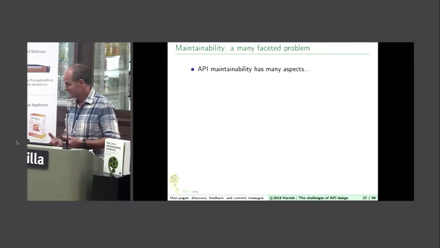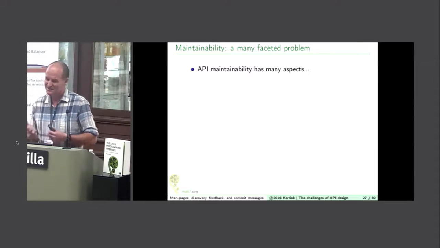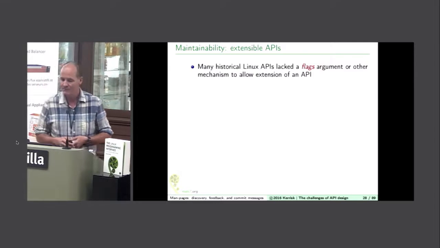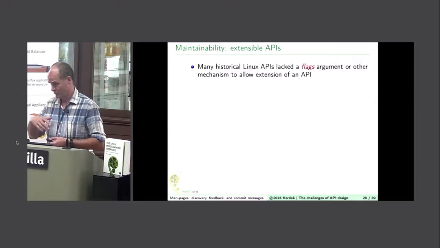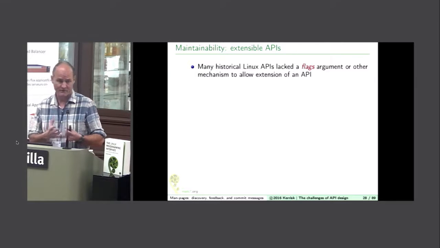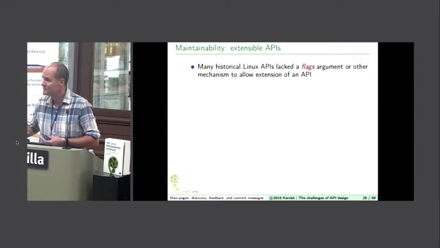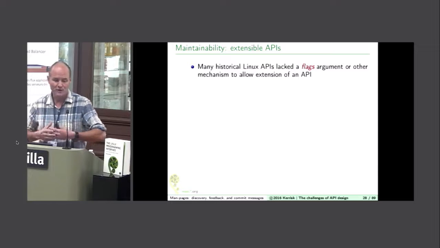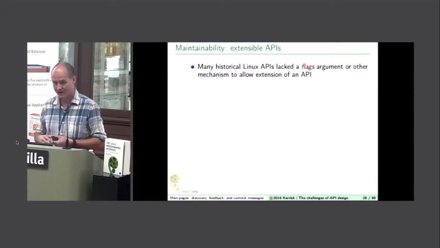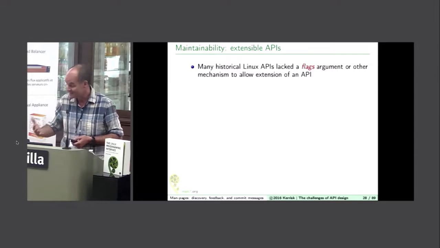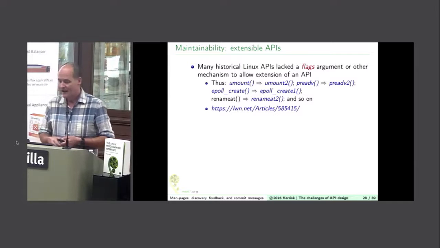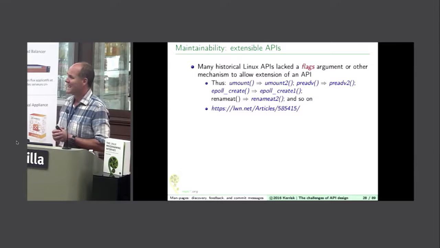We want our APIs to be maintainable, and there are several aspects to that sort of maintainability. One is that we want our APIs to be extensible. So we want our APIs to have a flags argument or some other mechanism that enables you to add some feature to the API later on without breaking existing applications. Of course, a lot of system calls didn't have that.